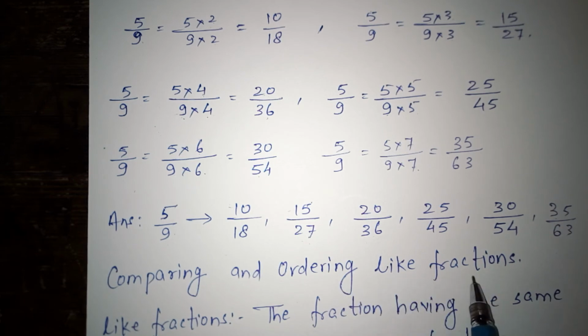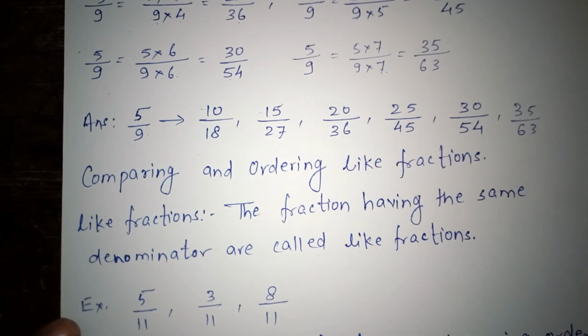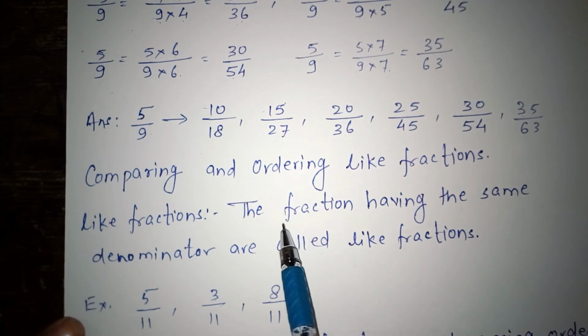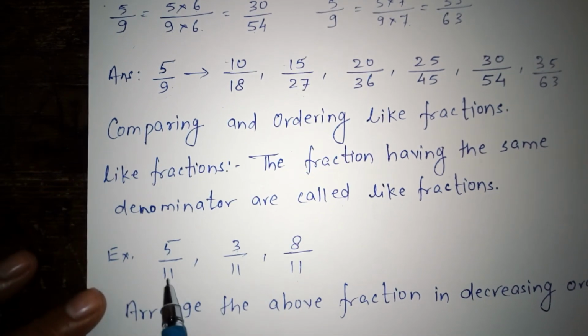What is the meaning of like fractions? The definition is: fractions having the same denominator are called like fractions. I just want to give you some examples. It is 5 upon 11, 3 upon 11 and 8 upon 11. All these three fractions are like fractions.